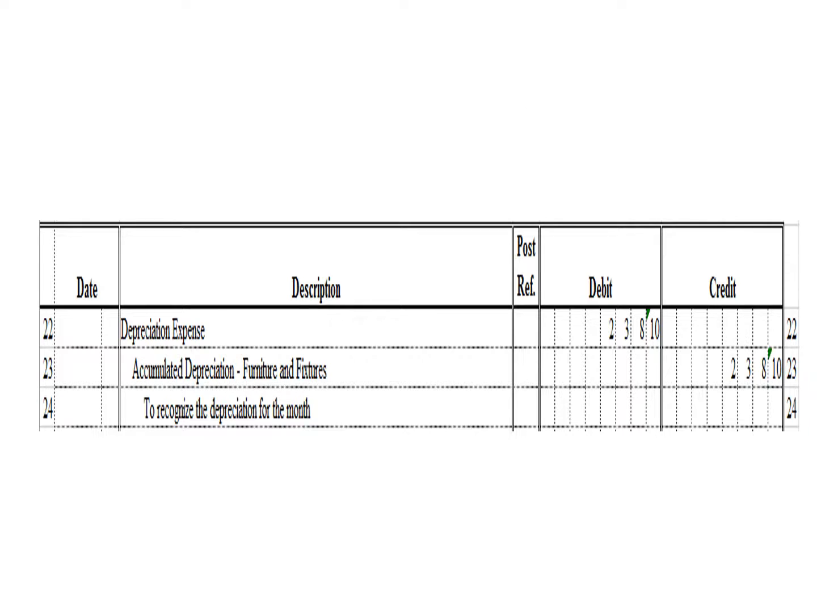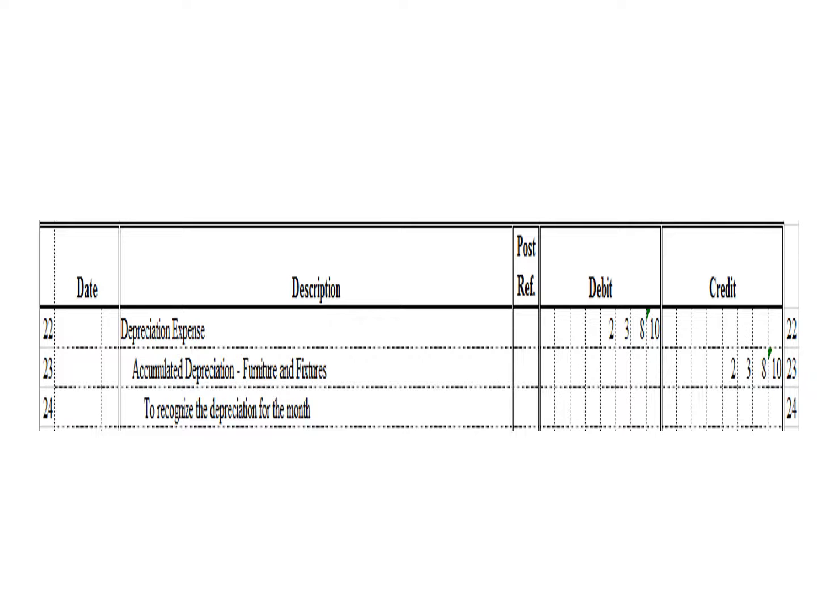To journalize the transaction, we're going to debit depreciation expense for 238 pesos and 10 centavos because depreciation expense increased. We credit accumulated depreciation, furniture and fixtures by the same amount because accumulated depreciation increased as well. The description: to recognize the depreciation for the month.